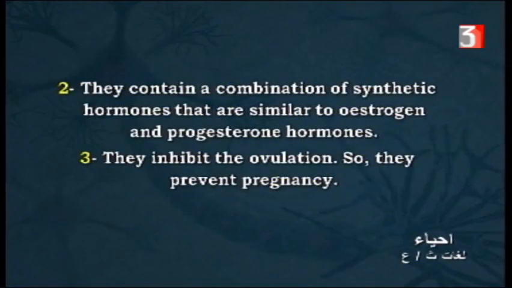Also, what is the idea for making the pills? What happens inside these pills? They contain a combination of synthetic hormones that are similar to estrogen and progesterone. These pills or tablets contain two types of hormones, but not natural hormones. They are synthetic hormones, meaning artificial, similar to estrogen and progesterone but not natural. They inhibit ovulation, so they prevent pregnancy, meaning ovulation does not occur.